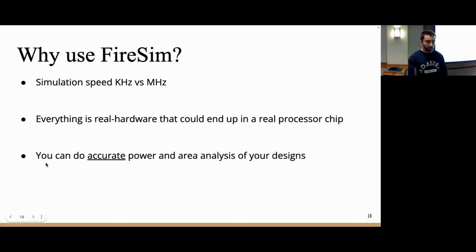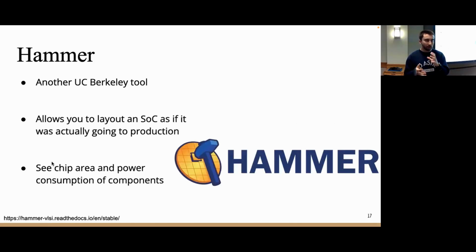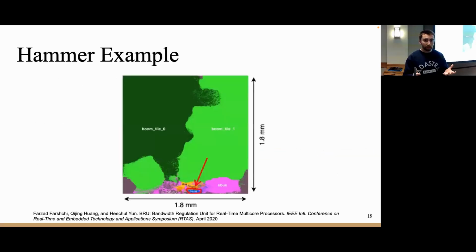And then along with that, there's another point that I'll go into a bit more here. With FireSim, since it's real hardware, you can do accurate power and area analysis of your designs. And to do that, you're going to use another Berkeley tool called Hammer. And basically, this just allows you to take your RTL that you're simulating, lay it out as an entire SoC and see the area, and then look at also the power consumption of the individual components that you're adding in. We've done this, a previous paper in our lab did this.